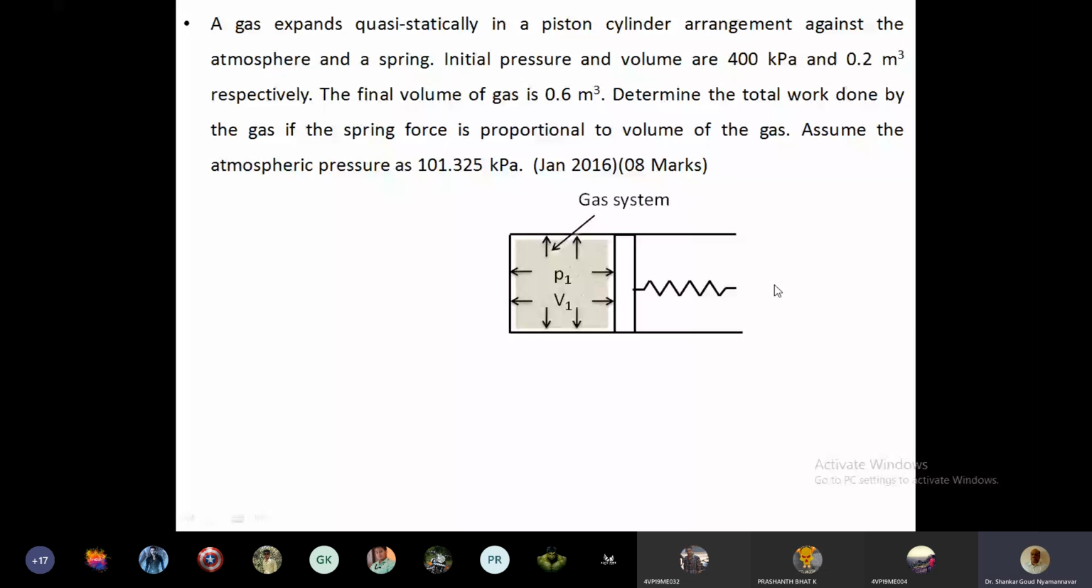For that, I need to find out the relation between pressure and volume change. Or if I know the pressure, this force change, thereby also I can calculate. So let's see what values are given first. V1, initial volume, is 0.2 meter cube. Final volume at state 2 is 0.6 meter cube. Initial pressure is 400 kilopascal. Okay. Then let us look at what happens during the process.